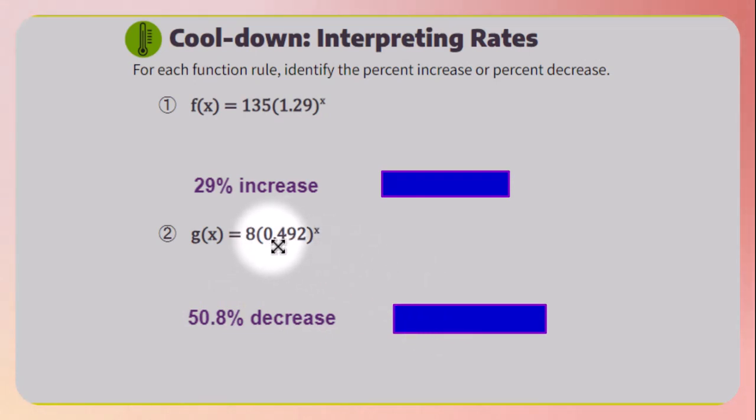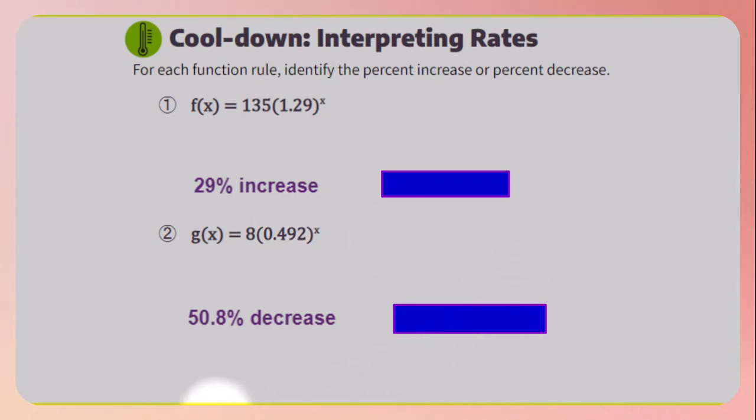Okay, we need to take this number, subtract it from 1, and it tells us how much we're decreasing each year. All right, so for increase, if this number is greater than 1, we subtract 1 from this amount to show how much we're increasing. If this number is less than 1, we subtract this number from 1.